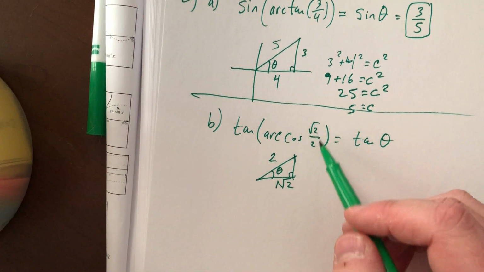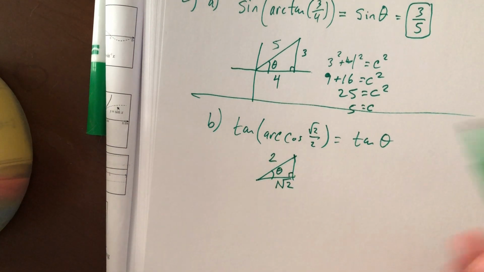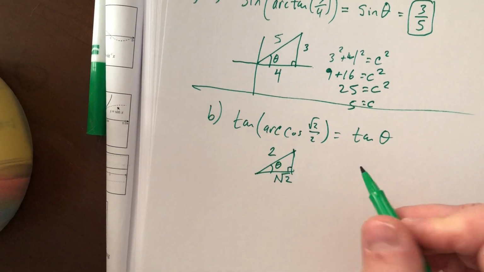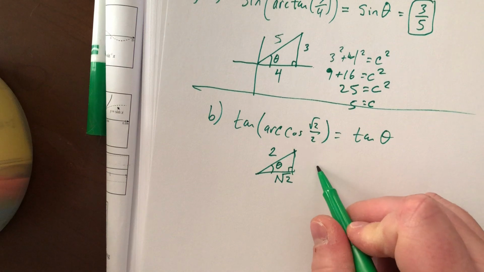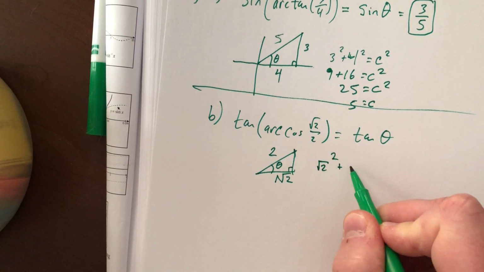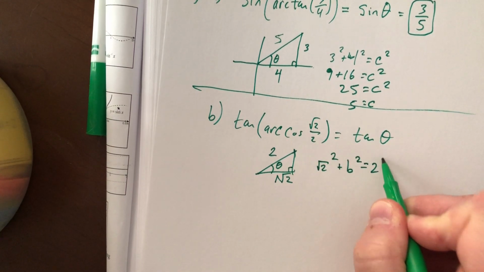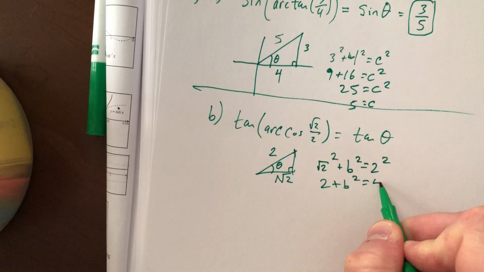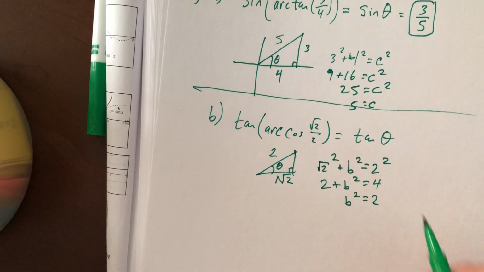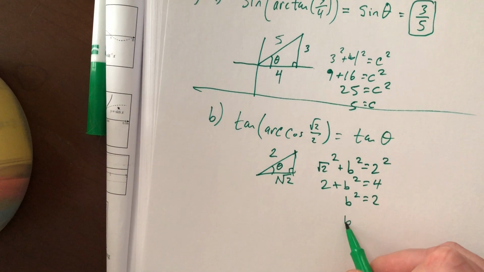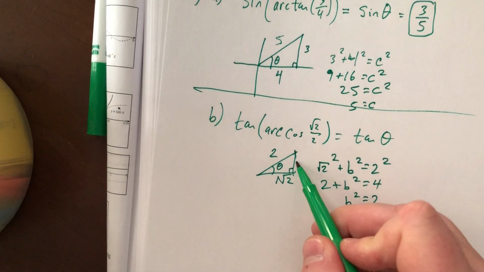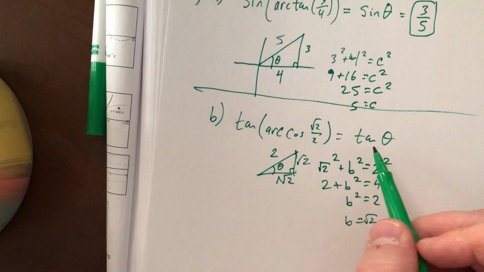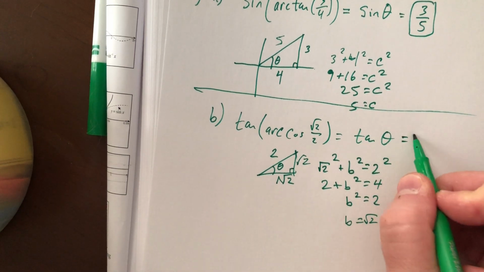We did arc cosine root 2 over 2. This feels wrong, but I don't know my third side, but that's one of my legs. So I can say root 2 squared plus my leg squared is equal to 2 squared. Root 2 squared is 2, plus b squared is equal to 4. B squared is equal to 2. So then b is equal to the square root of 2. And so tangent of theta is equal to 1.